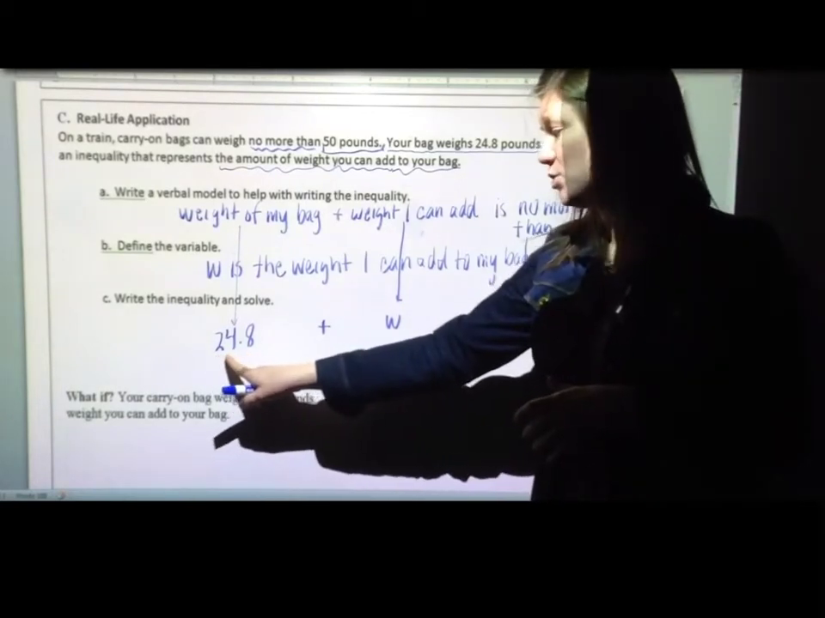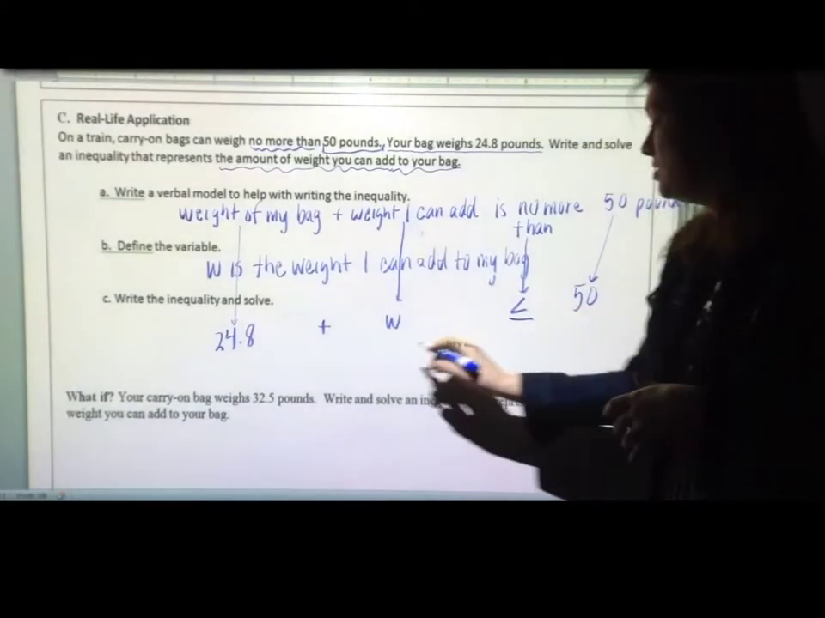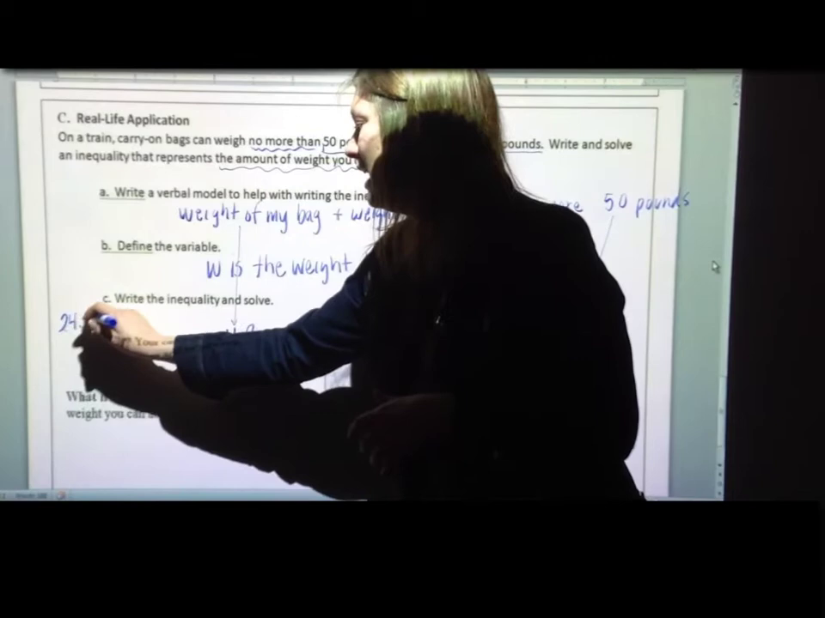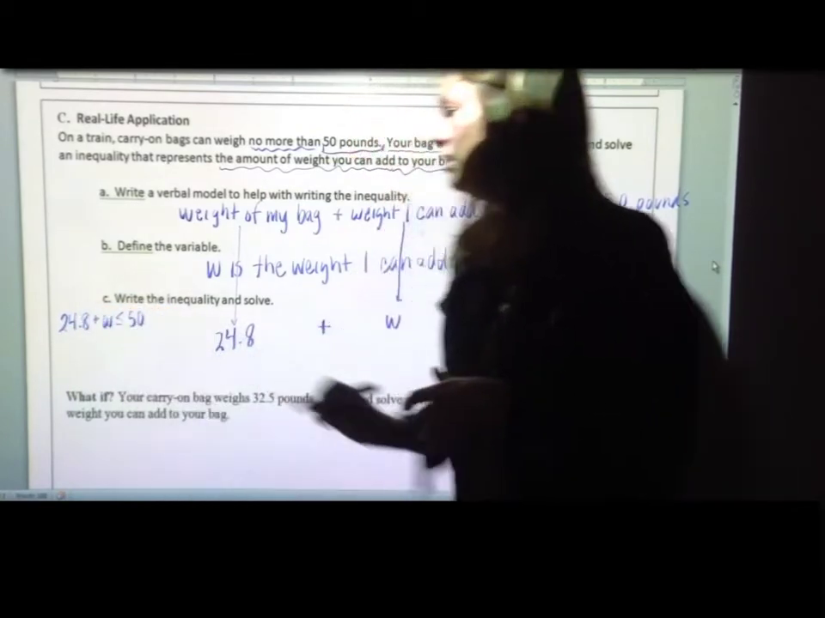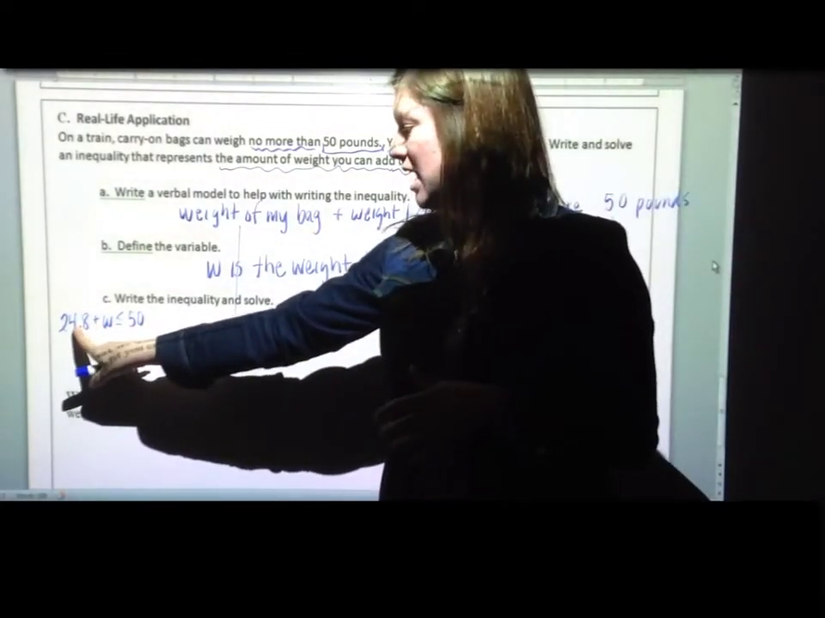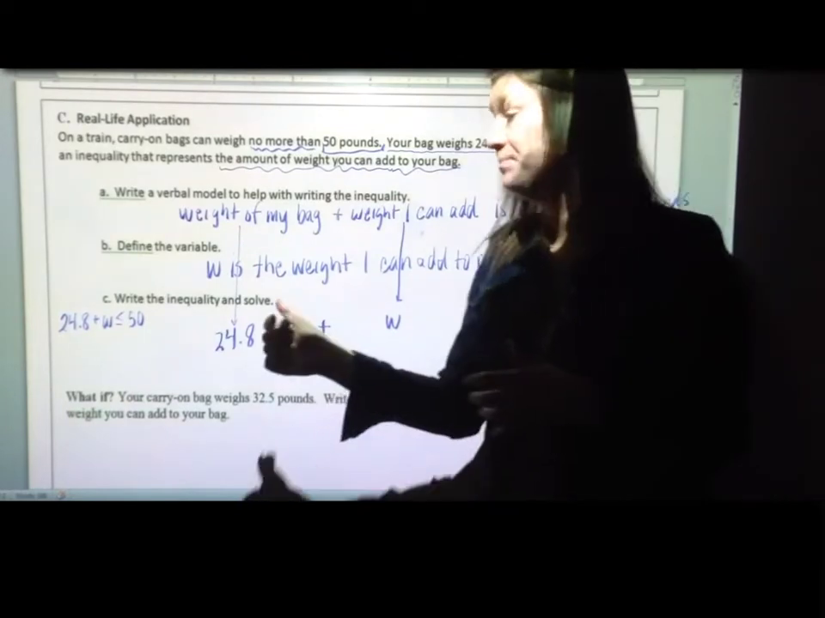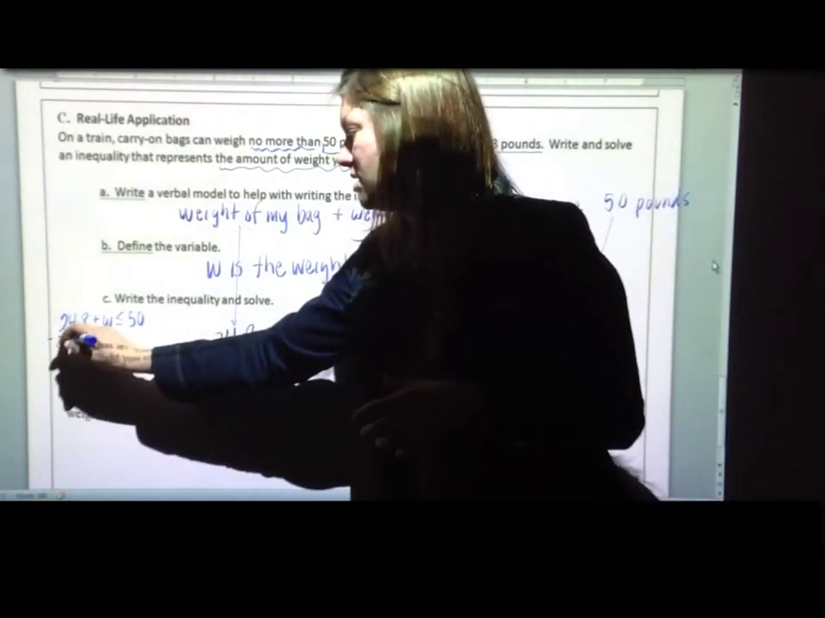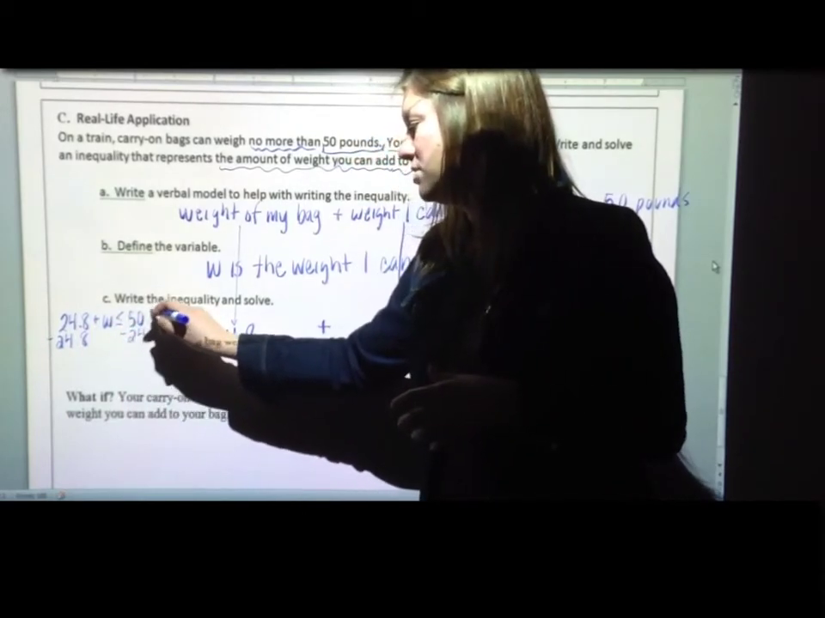So my inequality is 24.8 plus W is less than or equal to 50. I'm going to rewrite that over here just because I have a little bit more space, without all the space between the figures. In this case, I have addition between a constant and a variable. So I'm going to use the subtraction property of inequality. I'm going to subtract 24.8 from both sides. Remember, with decimals, you've got to line them up.